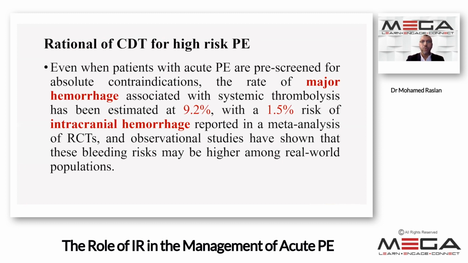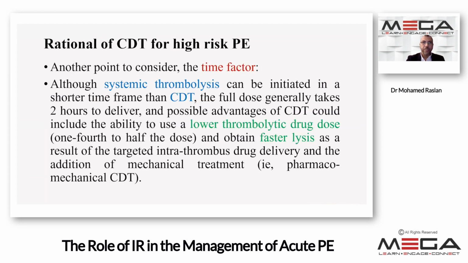Even when patients with acute PE are pre-screened for absolute contraindications, the rate of major hemorrhage associated with systemic thrombolysis has been estimated at 9.2%, with a 1.5% risk of intracranial hemorrhage reported in a meta-analysis of randomized controlled trials and observational studies. Studies have shown that those bleeding risks may be higher among real-world populations.